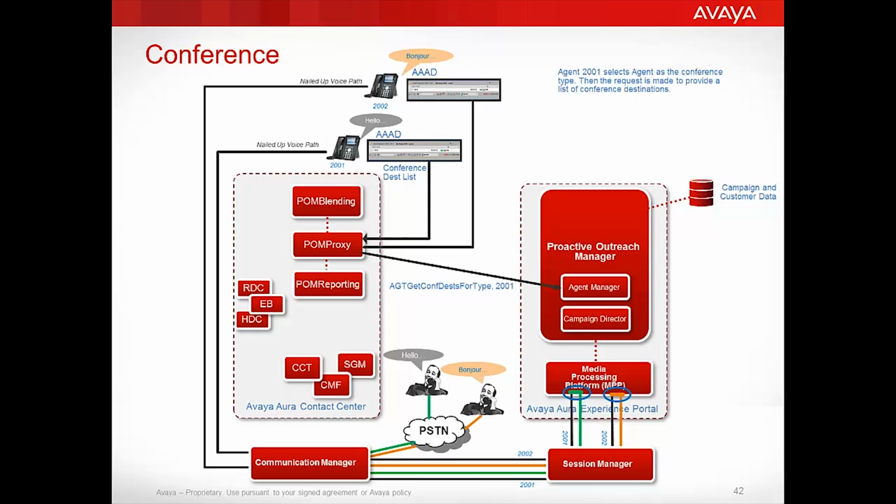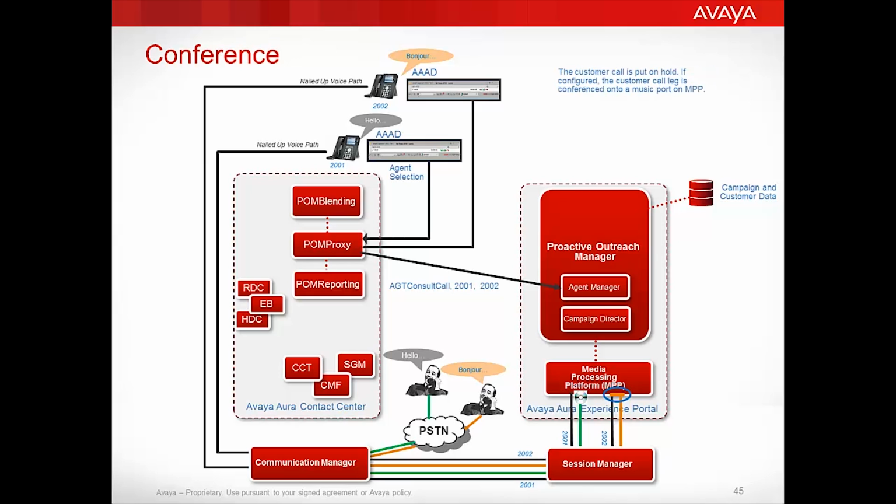Agent 2001 selects Agent as the conference type. The request is made to provide a list of conference destinations. So AGT get conference desks for type is the call that we make to POM. We get back an AGT get conference desks for type response, and this gives us the list of POM agents who are currently logged in, nailed up and ready. That list of agents is given to our agent to make a selection. Our agent makes the selection and POM proxy will call AGT consult call for agent 2001 to party 2002.